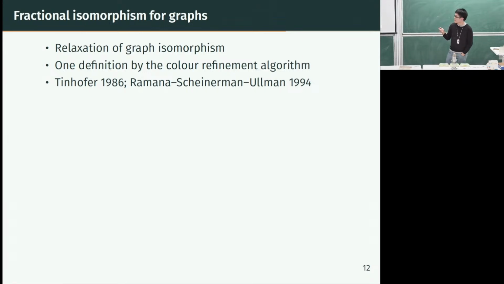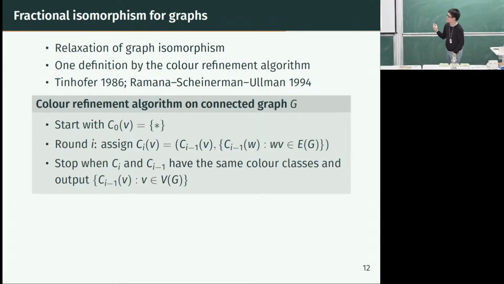And so I'll start by giving you one definition for this notion of fractional isomorphism in graphs. In particular, to mirror a bit what we saw before, I'll give one in terms of something called the color refinement algorithm, and work to say that this is a good definition. It was done by the following people: Tinhofer, Ramana, Scheinerman, and Ullman. Right, so what is this algorithm?